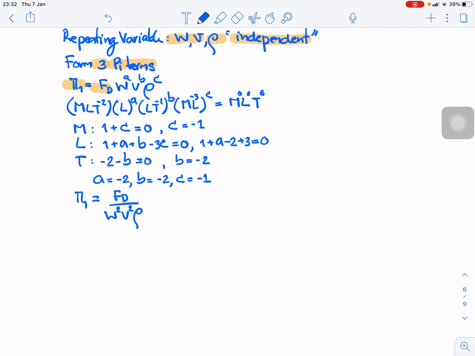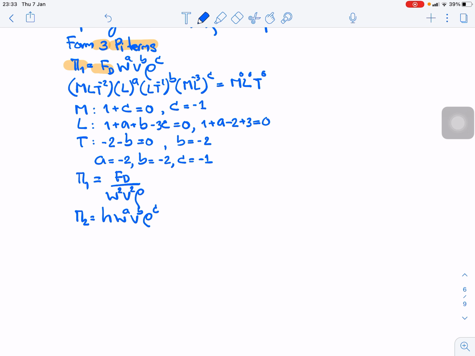That is the first pi term. Next we work on the second pi term. For H, the non-repeating variable, and the repeating variables W to the power A, V to the power B, and rho to the power C. Next we substitute the basic units in. For H it is L, W is L to the power A, velocity is LT minus 1 to the power B, and density is ML minus 3 to the power C, equal to M to the power 0, L to the power 0, and T to the power 0.